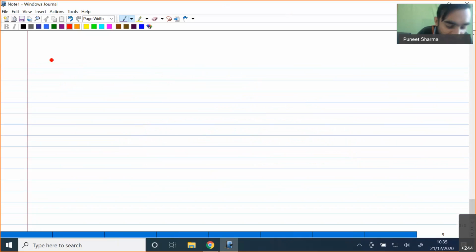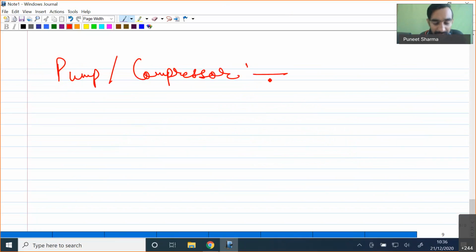Our next type of device, which is just the reverse of the turbine, is something which is called a pump or compressor. A device which is the reverse of the turbine is called either a pump or a compressor. The term pump is specifically used when we have liquid as our working medium, and the term compressor is used when we have gas as our working medium. So when we have a gaseous working medium, we call our device a compressor, and when we have a liquid working medium, we call our device a pump.